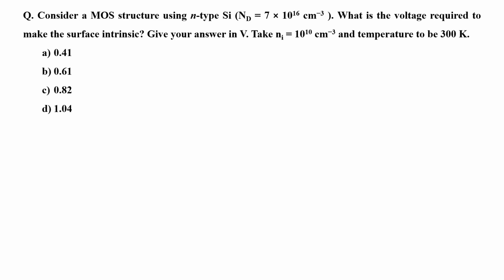Next is a problem. Consider a MOS structure using N-type silicon. ND is given to you. What is the voltage required to make the surface intrinsic? Give your answer in volts, with Ni taken as 10^10 cm^-3 and temperature 300 Kelvin. We have to find the voltage to make the surface intrinsic.